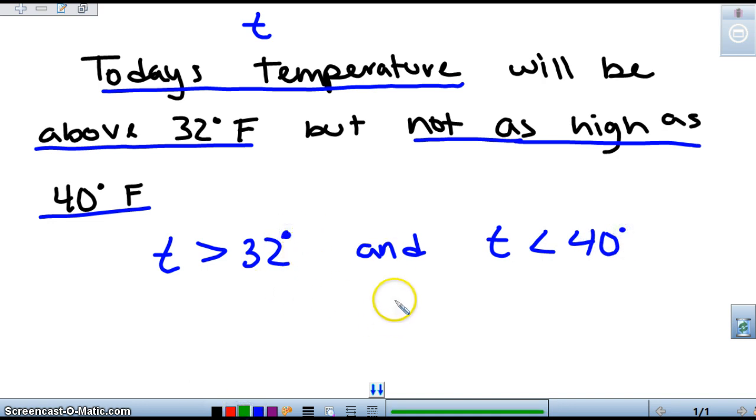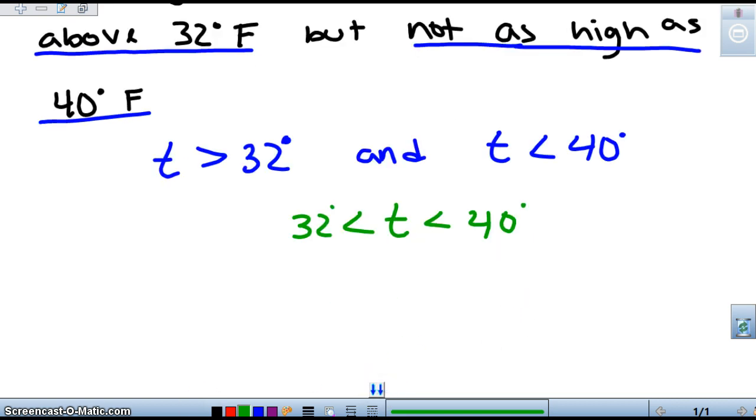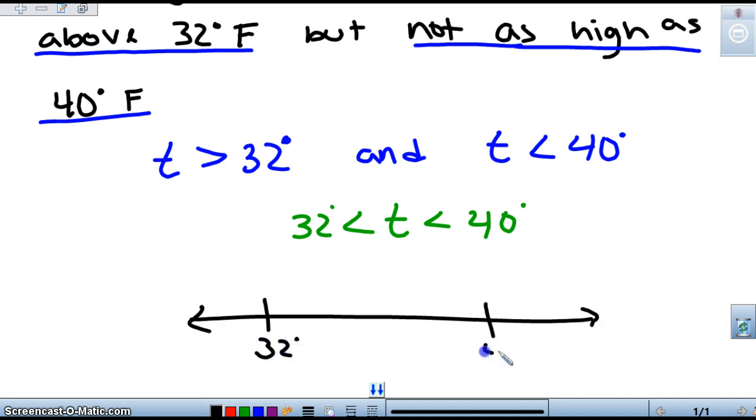So let's write this as a compound inequality. T is greater than 32 degrees and T is less than 40 degrees. And we can graph this. It means the temperature can be 33, 34, 35, 36, 37, 38, 39 degrees.